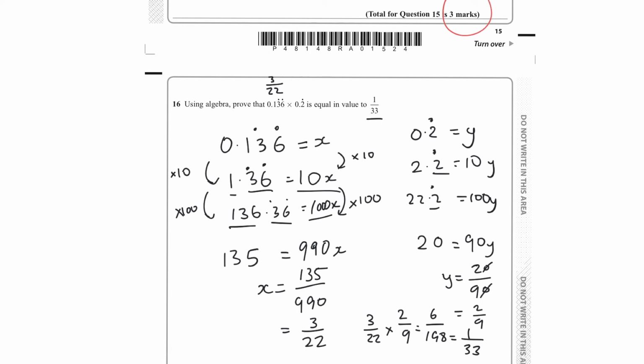So the key point with this question is you basically want to make them equal to a letter. You want to multiply them so you've got a value for like 10 of x or 10 of y or something, and then 1000 x or 1000 y or 100 y. And the whole point is that the reason why you're doing this is because when you take them away from each other, you remove the recurrings, so it's easier to convert it into a fraction.